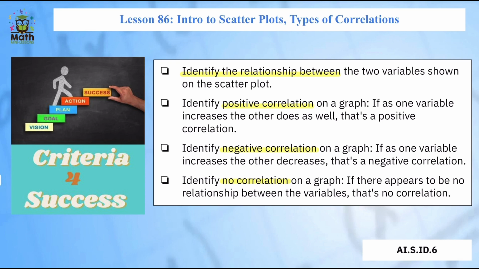Now, I went a little further for this one so you can see what this means. When it's positive, it means they're both increasing. When there's negative, one increases and one decreases. And when there's no correlation, there's no relationship. There's nothing, no pattern I could see. They're kind of all over the place. So what does that even mean?